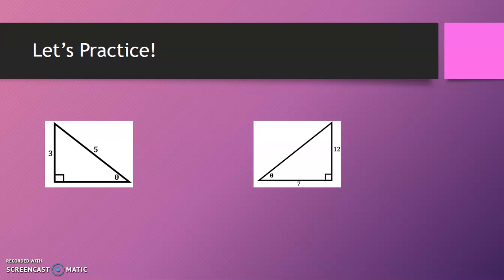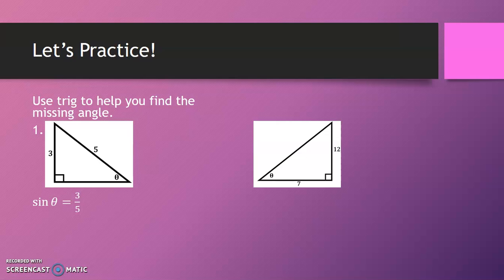For these two problems, we're going to solve for the missing angle. So the one on the left side, again, I would look at that angle, and that symbol down there is the Greek letter theta, and that's used a lot in trig to represent the missing angle. So you'll see that symbol a lot. So across from theta down there, across from it is the 3, so 3 is opposite, and 5 would be the hypotenuse because it's across from the right angle.